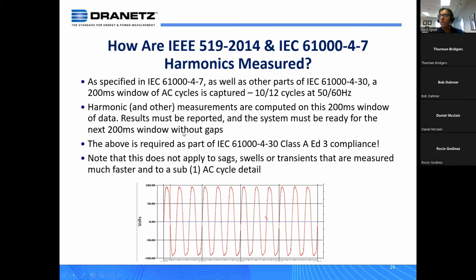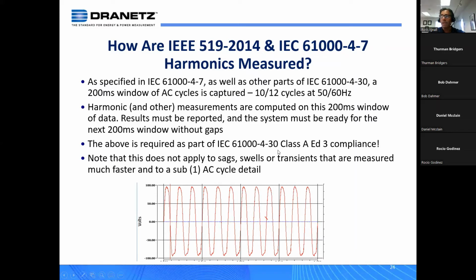All right. Now, it's very important that the above are all required in 61000-4-30 Class A Edition 3 and also the proposed Edition 4, okay, which means you have to comply with this completely. But as a footnote here, these measurements and these methods for measurements, they do not apply when we talk about sags, swells, transients, and other types of power quality measurements.